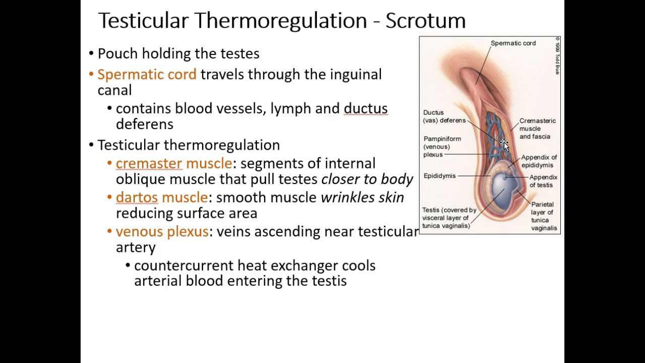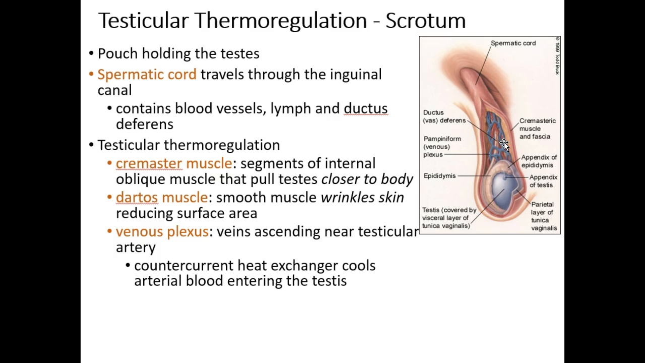So we have to have the testes outside the body so they can be a little cooler. As the body gets colder, the testes get colder, and we pull the testes closer to the body. And of course, when the testes get too hot, these cremaster muscles loosen and try to get the testes away from the body.